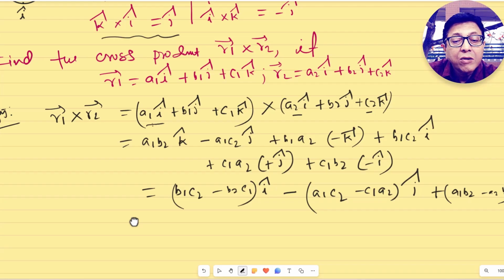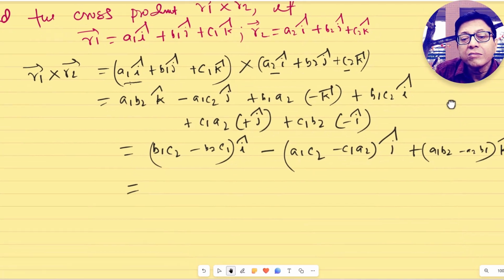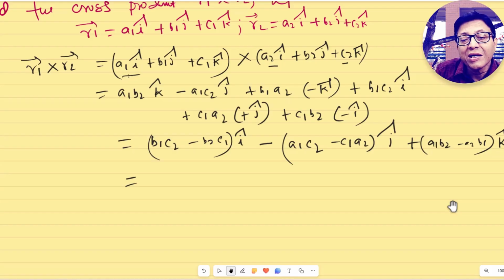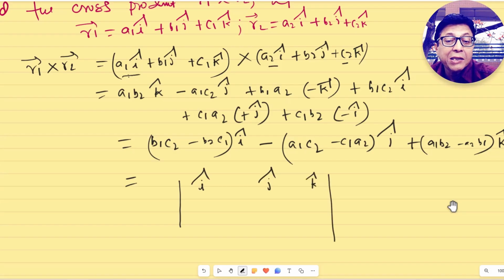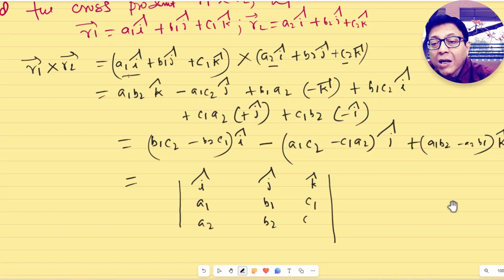Now collect all I's together. B1 C2 minus B2 C1 I cap, minus J cap (A1 C2 minus C1 A2), plus A1 B2 minus A2 B1 K cap. Okay? Why have I taken minus first? Because I want to write the result in the form of a determinant.